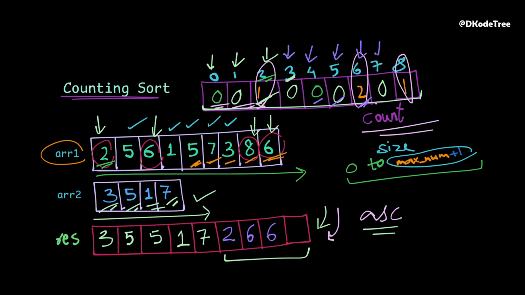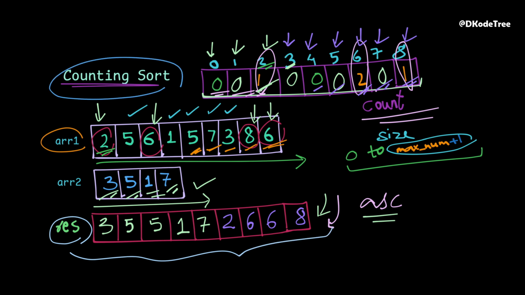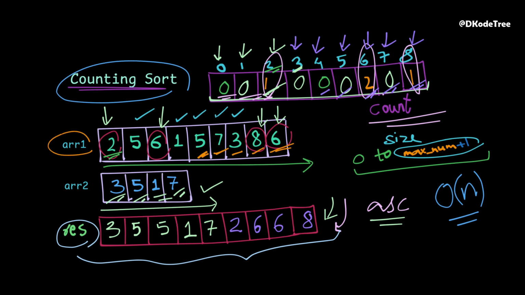After this we have 7 where the count is 0, we can skip it. Then we finally have 8 which has count 1, so we will add 8 to our result. And this gives us the final result as required. The beauty of this approach is that it runs in just O of n time and works in O of n space. Let's analyze this quickly.